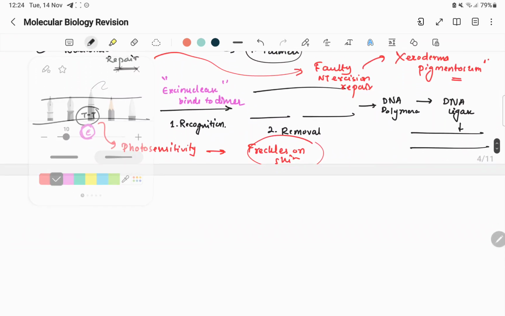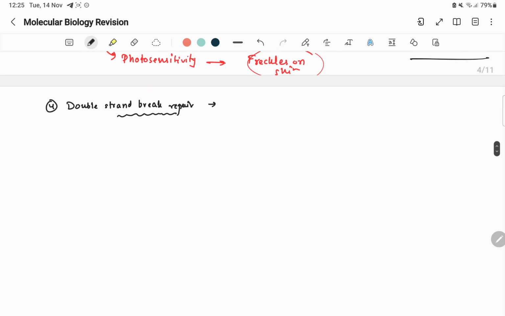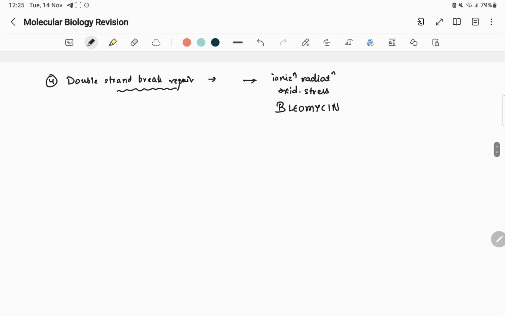Afterwards you have the fourth, double strand break repair. Now both the strands are broken, and this is caused due to ionizing radiations, oxidative stress, and the bleomycin drug, which will break both the strands of DNA like this.